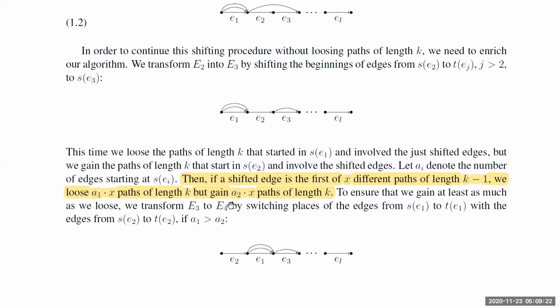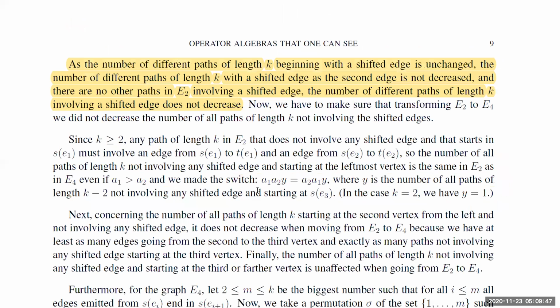Then we have a problem if a1 is bigger than a2, because we lose more than we gain. This is why we make this swap. We exchange places between a1 and a2, and when we exchange places of a1 and a2, then exactly what happens is that the amount of paths we gain is a1x, and the amount of paths we lose is a1x, because we make this exchange. And this is what is spelled out in that sentence.